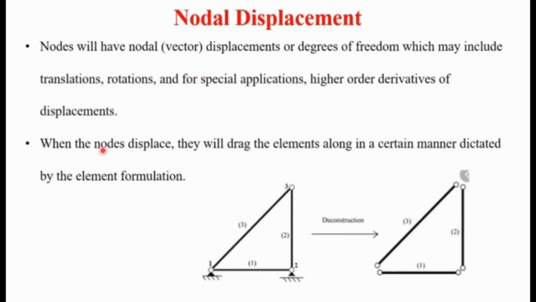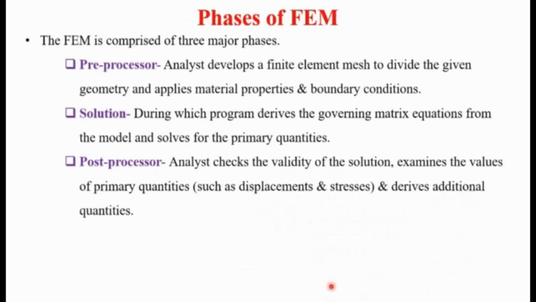Then when the nodes displace, they will drag the elements along in a certain manner dictated by the element formulation. So when these nodes translate from one point to another, the elements also translate, according to the element formulation. The deconstruction of this element is shown in this figure, where we can see the displacements of the nodes. Then one more important term in the finite element method is the phases of FEM. There are three main phases.